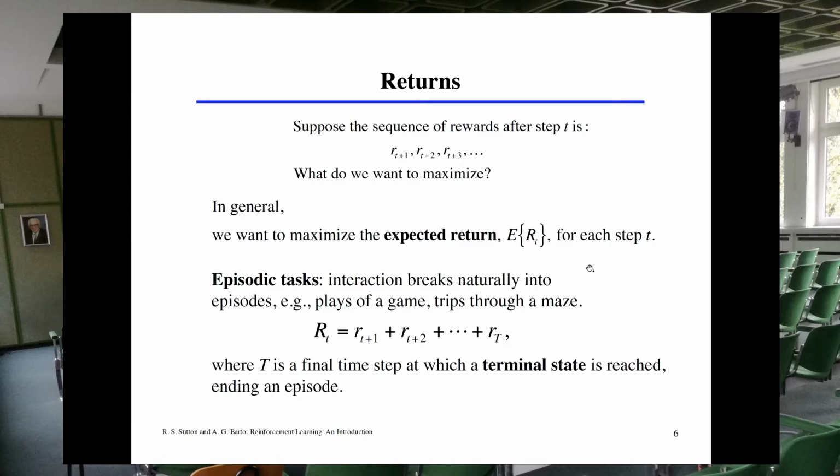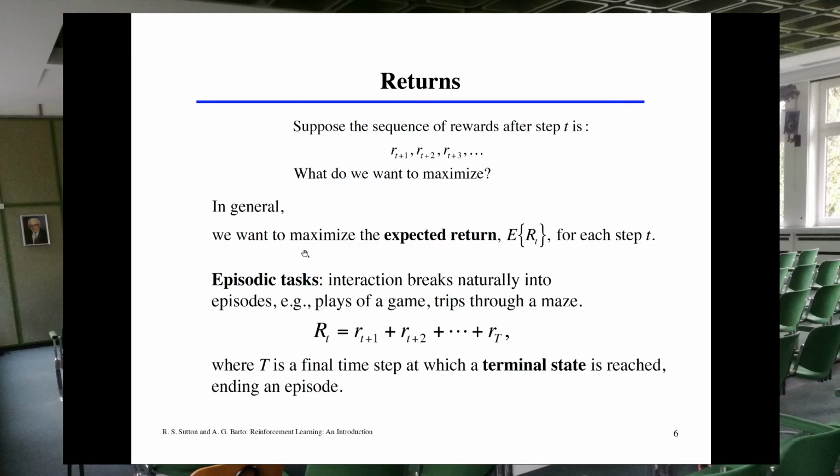Now I want to mention something. In the new edition of the book, the second edition, the return is denoted by the letter G, a big G. But it's the same concept, it's the expected return.